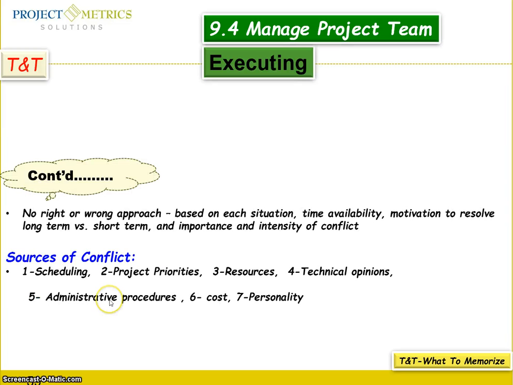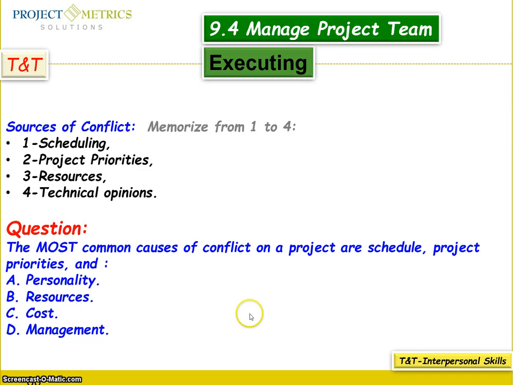And you memorize the sources of conflicts. They are scheduling, project priorities, resources, technical opinions, administrative procedures, up to personality. I'd like you to memorize the sources, which are scheduling, project priorities, resources, in this order. So when you have an exam asking you what the most common causes of conflicts on a project are, schedule, project priorities, don't consider personality, but just go on with this order and memorize it.